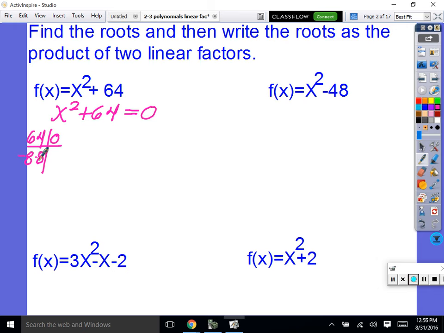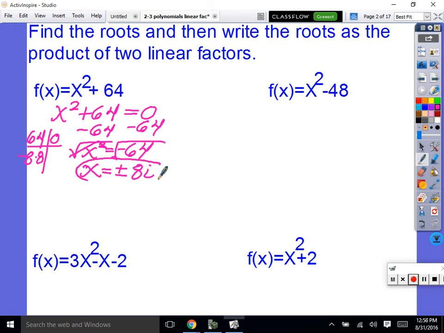A lot of people just square rooted it right here. You can't do that. We've got to isolate the square. So we're going to subtract 64 from both sides. So we have x squared is equal to negative 64. What's my next step? Tell me. Square root both sides of the equation. Root cancels out with power. x is equal to plus and minus what? 8. Negative is i, right? So guys, we just found the roots. We would circle that as our answers.